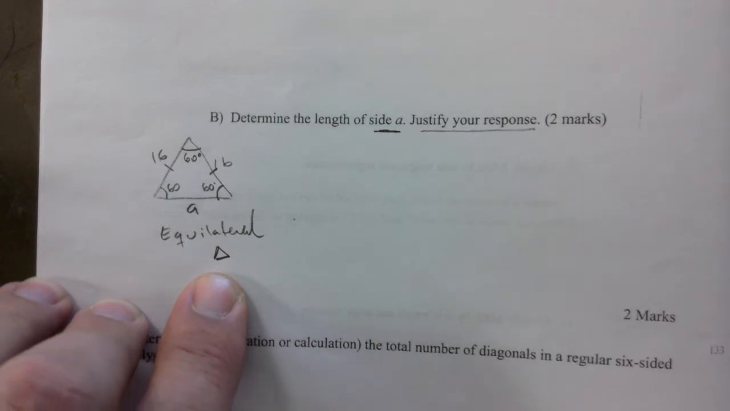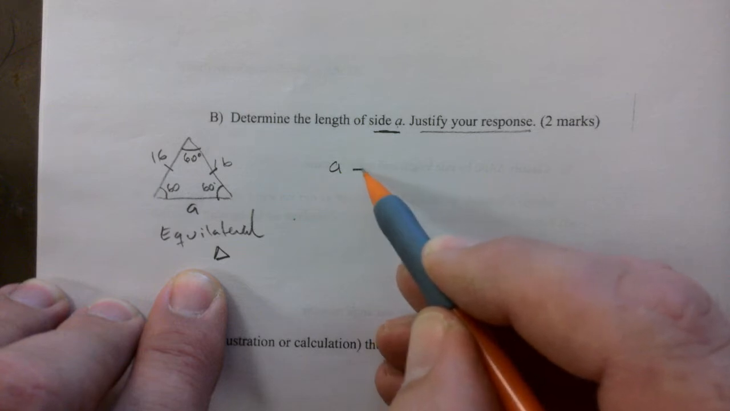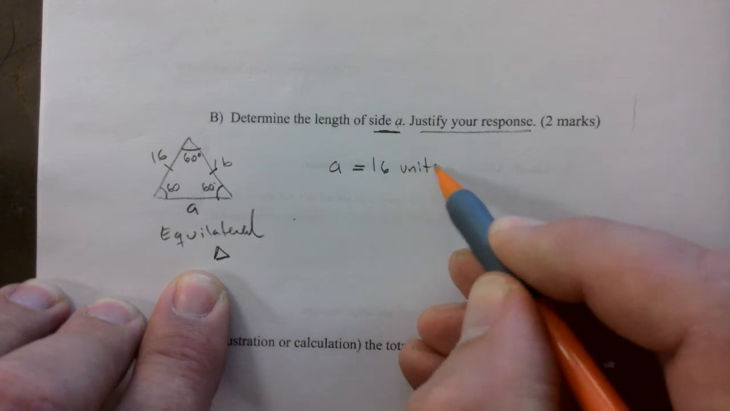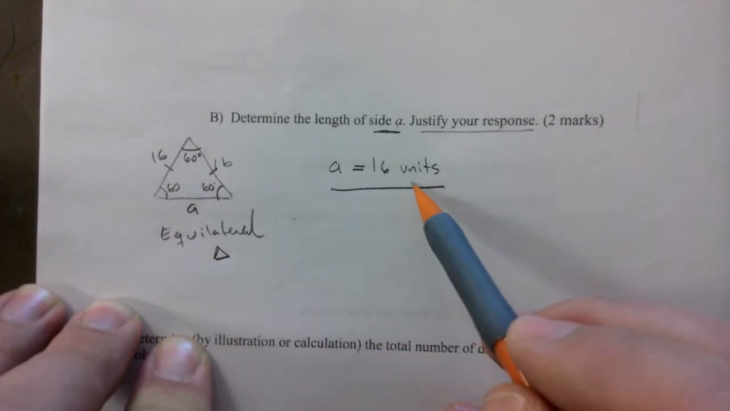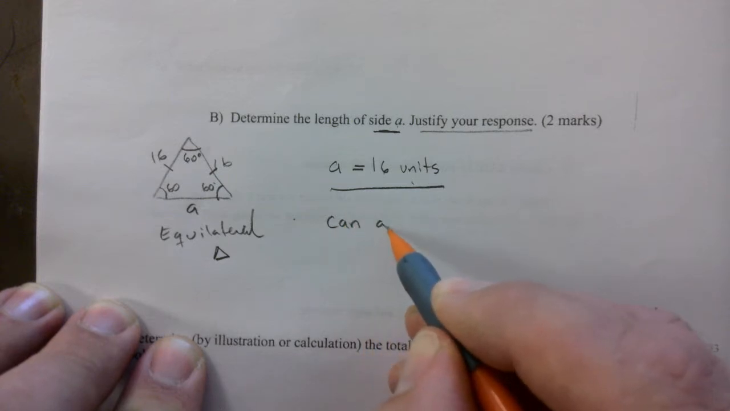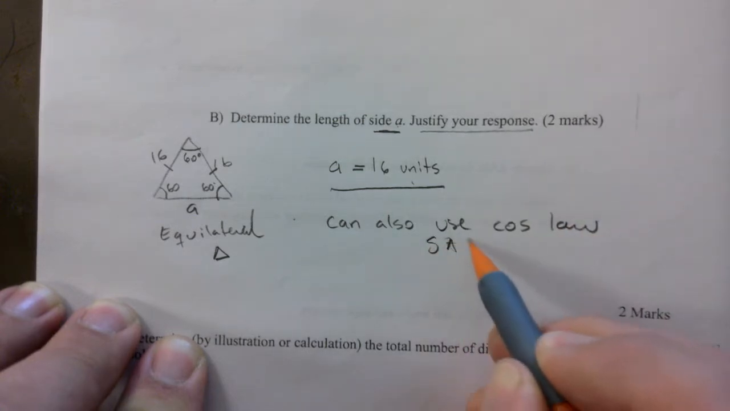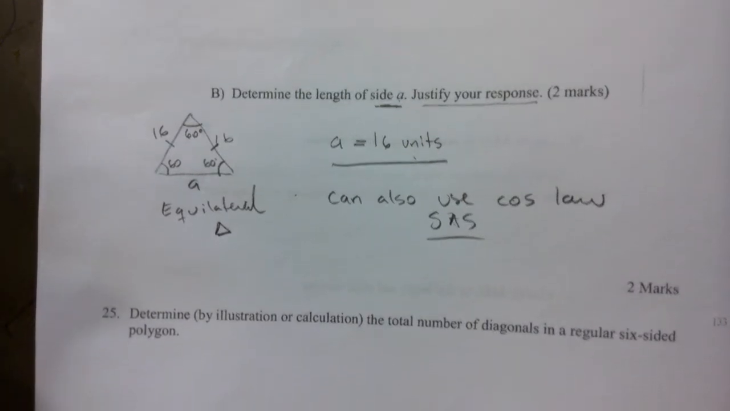So that goes into classifying. You're going to have to be able to classify. That means A will be 16 whatever units. So this is showing my reasoning, and this is what it actually is. You can also use cosine law because you have an SAS. If you type all of this in, you'll still get 16, or close to it. So 2 marks there because you had to explain how you came up with that.